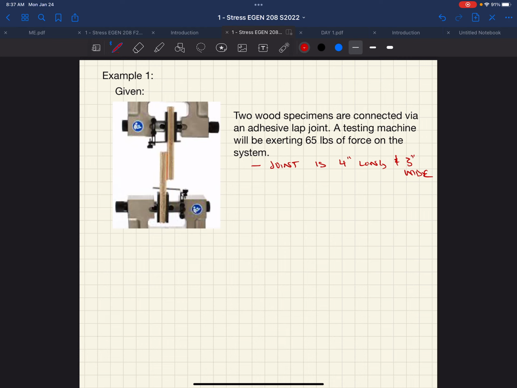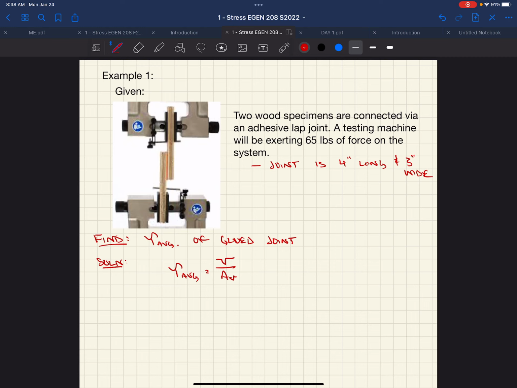So we have two wood specimens. They're connected via this adhesive lap joint. And this testing machine then, we decide that we're going to exert 65 pounds on this lap joint. And we want to find our average shear stress of our glued joint. How much shear stress do we have across that surface? Well, if our solution is the average shear stress, we know that our average shear stress is our shear force divided by the area in which that shear force acts. Any ideas where we would start, knowing that this is where we're ending up?